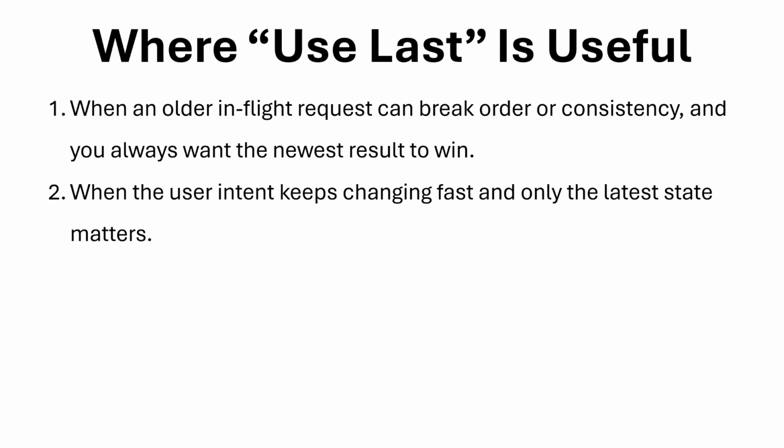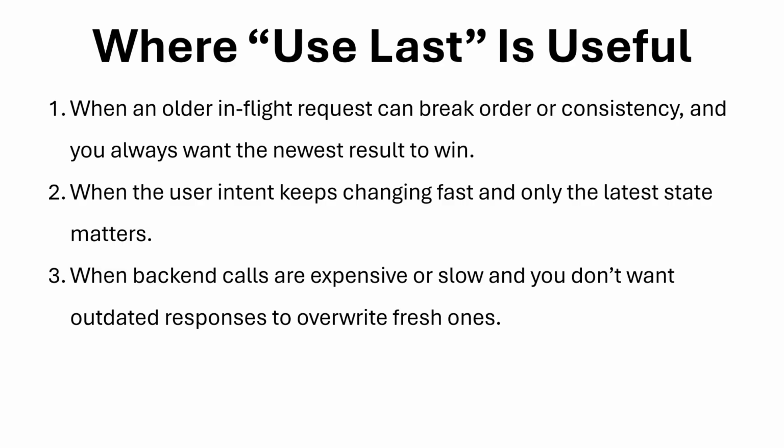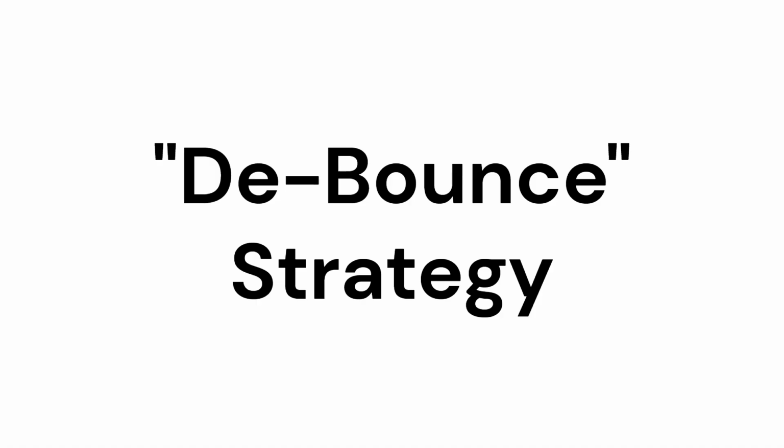Second, when user input changes quickly and only the latest value matters, like search, filters, or live previews. Third, when the back-end work is expensive and overlapping calls are pointless because each new request makes the previous one irrelevant. Let's take a look at the Debounce strategy, which builds on use last.